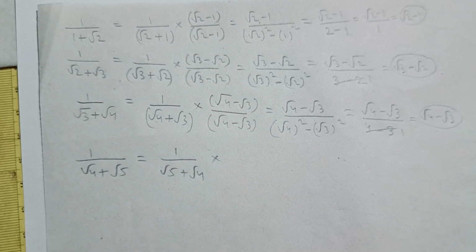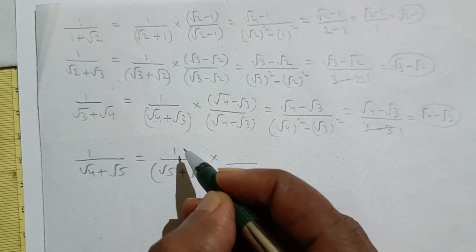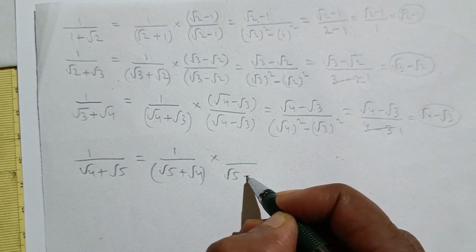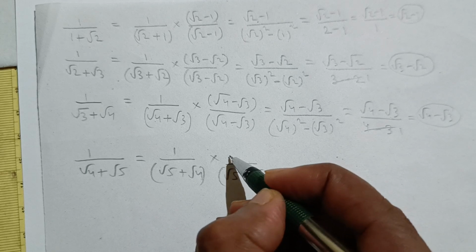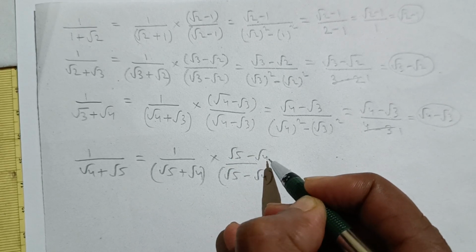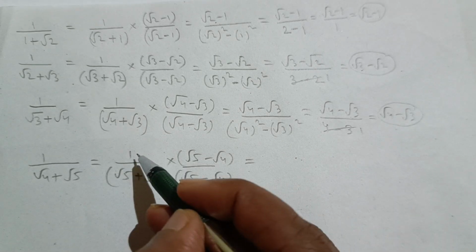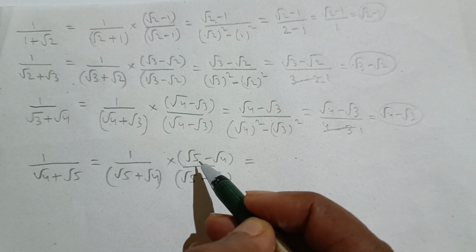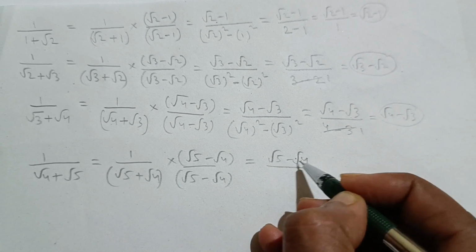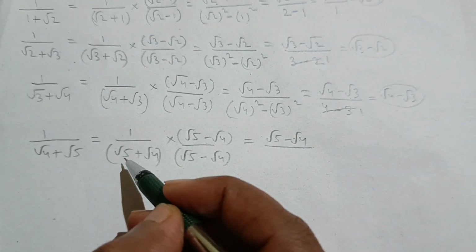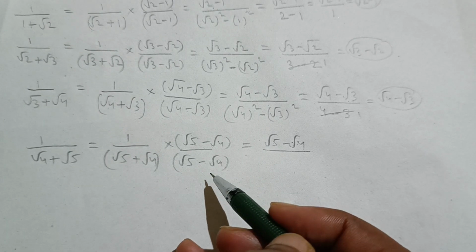And to rationalize the denominator of this expression, I will multiply the denominator with square root of 5 minus square root of 4. So I will multiply the numerator also with square root of 5 minus square root of 4. The numerator will be 1 into square root of 5 minus square root of 4, which is square root of 5 minus square root of 4. And the denominator will be square root of 5 plus square root of 4 multiplied to square root of 5 minus square root of 4.